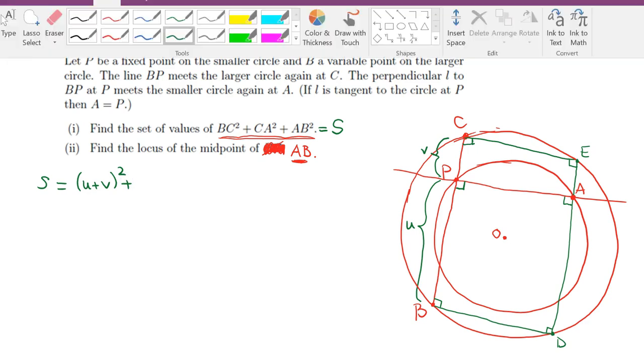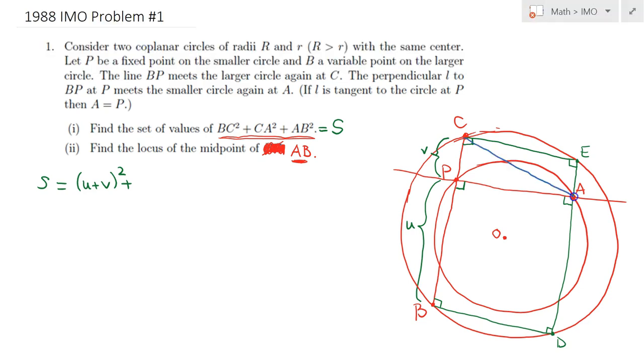Let's go ahead and draw these lines as well. So like that, and BA, as I would need it as well, would be like this. So CA, if you apply Pythagoras on triangle CPA, CA squared would be just V squared plus PA squared, plus AB squared, which is simply PA squared plus PB squared, but PB is just U, so we already have a PA squared, so 2 times PA squared plus U squared.